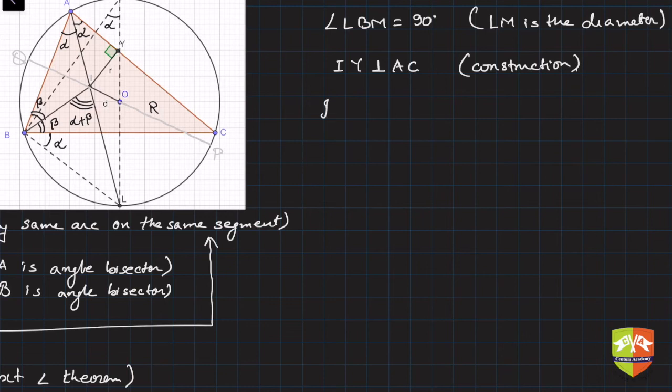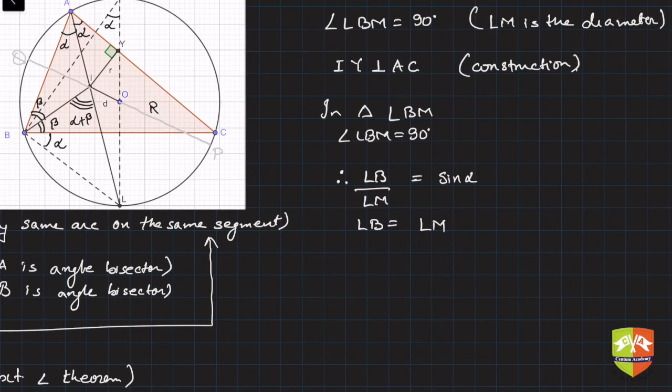In triangle LBM, angle LBM is 90 degrees, isn't it? Therefore LB by LM is sine alpha, isn't it? So hence LB is equal to LM sine alpha, right? And what is LM, guys? It is the diameter of the circle. So it is 2R, right? R is the circumradius, so 2R sine alpha, isn't it? OP is equal to OL is equal to OM, right? 2R sine alpha, LB is this. Now if you see, LB was equal to LI, so this side is equal to this side, right? So hence now you can say LB is equal to LI is equal to 2R sine alpha.